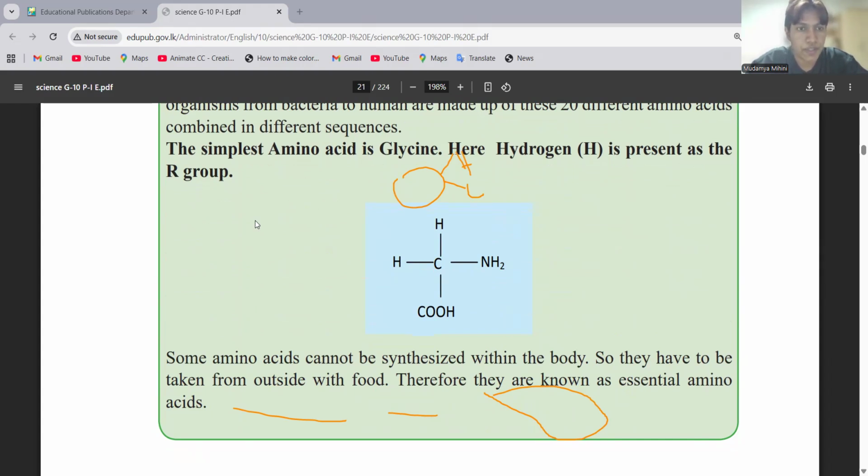Some amino acids cannot be synthesized within the body, so they have to be taken from the outside, from food. Therefore, they are known as essential amino acids.